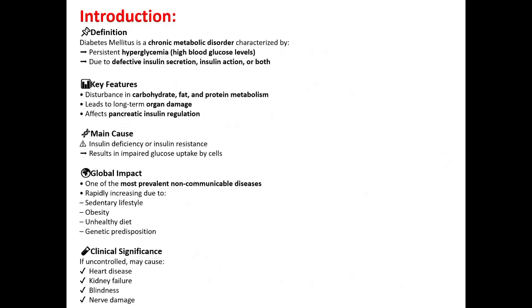Then key features of diabetes mellitus. It causes disturbance in carbohydrate, fat, and protein metabolism. It leads to long-term organ damage. It affects pancreatic insulin regulation. And what is the main cause of diabetes mellitus? Insulin deficiency or insulin resistance is the main cause of diabetes mellitus, which results in impaired glucose uptake by cells.